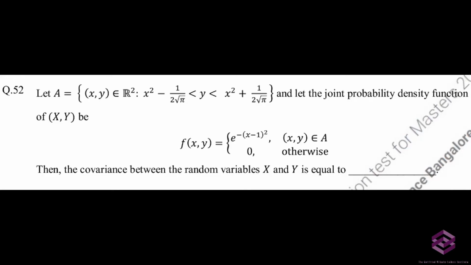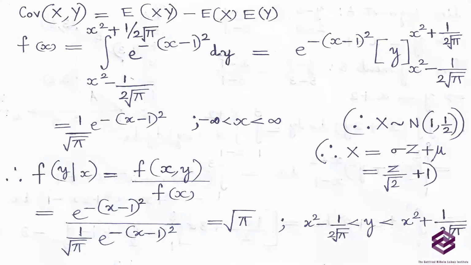Now let's talk about question number 52. In this question we are given the joint density function of a random vector XY, and we are asked to find the covariance between X and Y. We know the formula for covariance between X and Y. It is equal to expectation of XY minus expectation of X multiplied by expectation of Y.